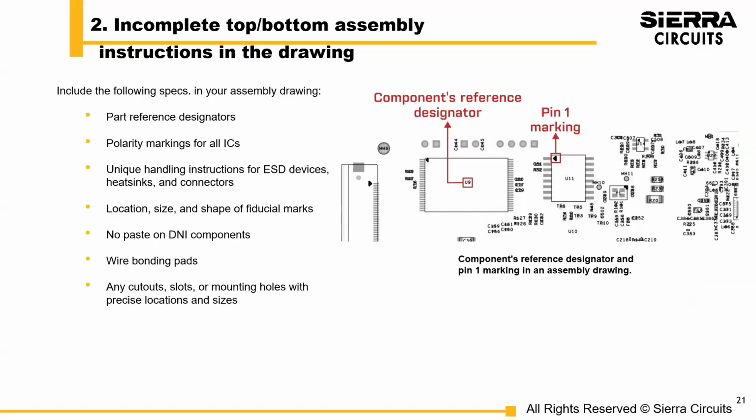In your assembly drawing, you need to include these few specifications: part reference designators for sure, the polarity markings for all ICs, and unique handling instructions for ESD devices, heat sinks, and or connectors.